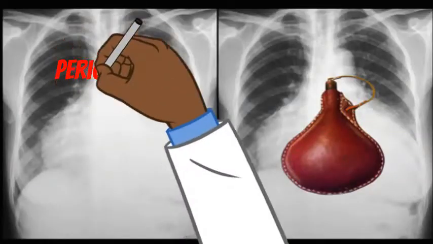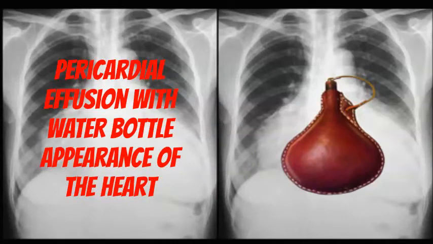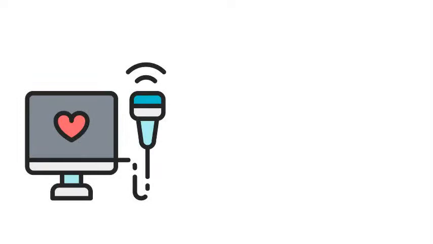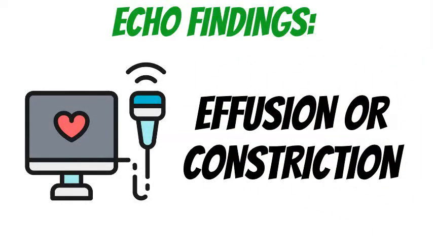Chest X-ray may show pericardial effusion with water bottle appearance of the heart. Chest CT may show constricted, thickened pericardial sac, but this is rarely indicated in acute pericarditis. On echocardiography, there may be effusion or constriction, and the effusion may be new or worsening.